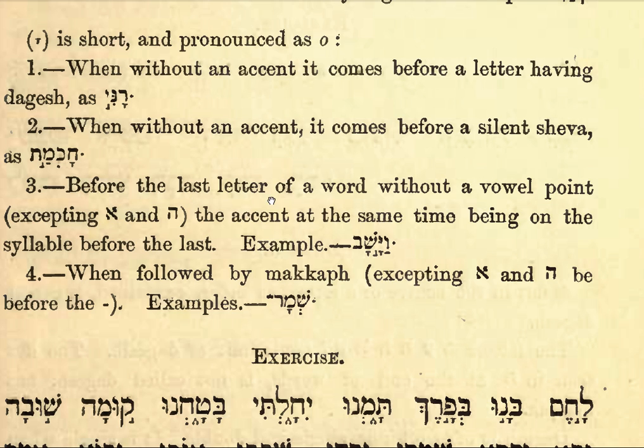Before the last letter of a word, without a vowel point, with the exception of aleph and he, the accent at the same time having moved or being on the syllable before the last. So here's the last letter. It has no vowel point. The accent has moved from its natural place to earlier on in the word, so it's va-ya-shob.